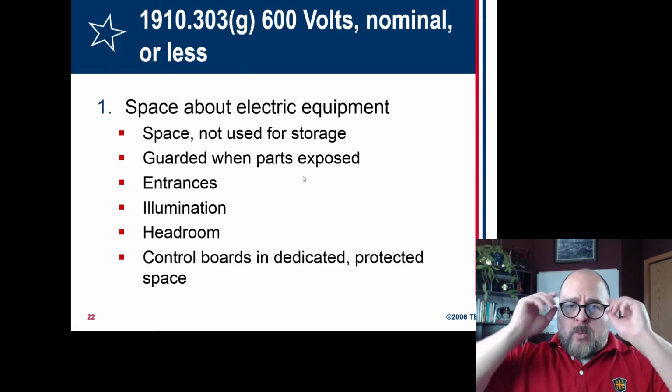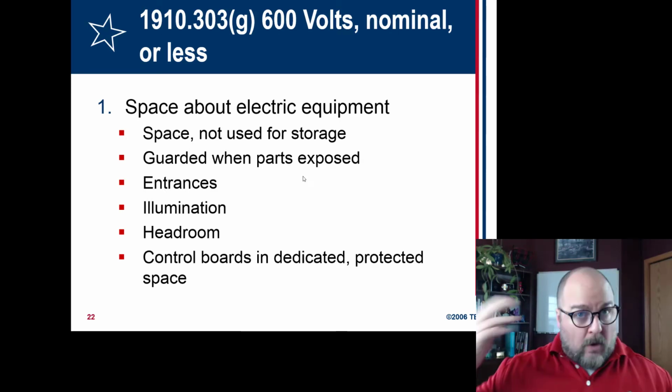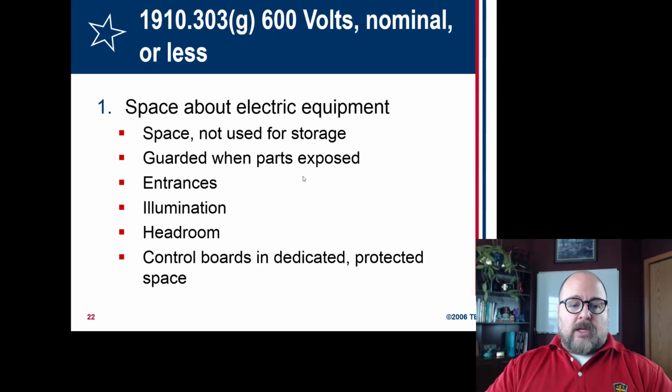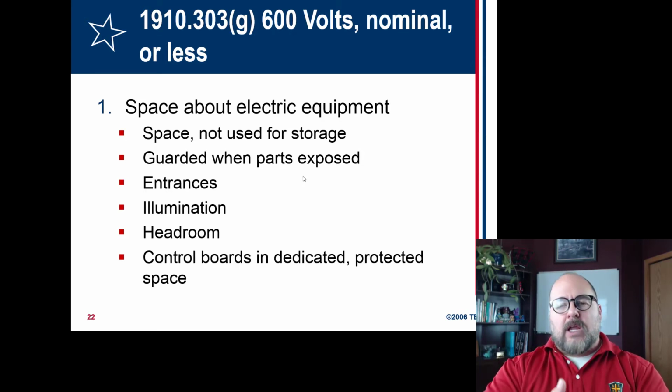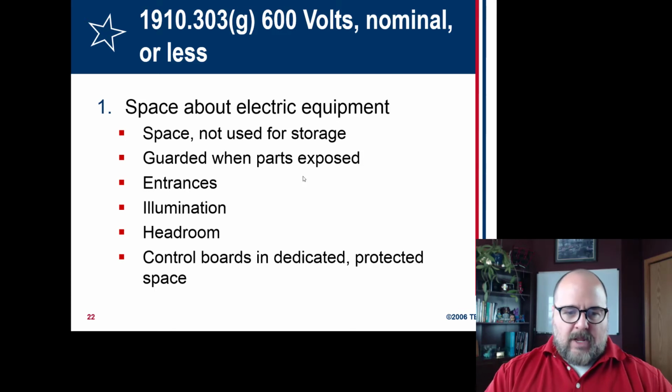Rarely at home would you ever have to deal with anything 600 volts. That's industrial, that's overhead power. But those need to be labeled. It says right here, it should be labeled for 1. This is talking about 600 or lower. Okay, so guarded, illuminated, things like that.